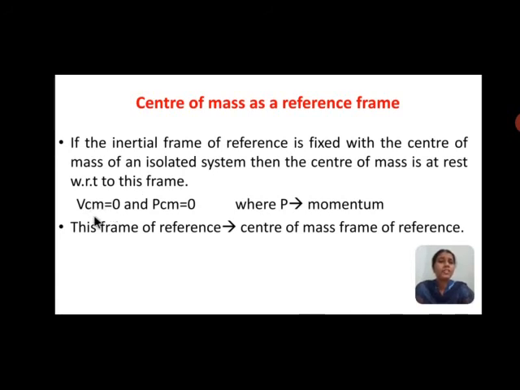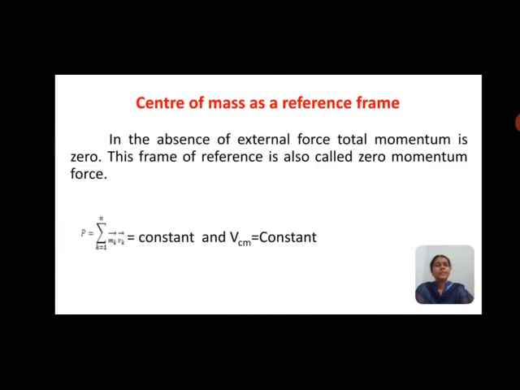When the velocity is 0, the momentum also becomes 0, because the momentum is nothing but the product of mass and velocity. Therefore VCM is 0 and PCM is also 0. So this frame of reference we call the center of mass as a reference frame, or the center of mass frame of reference. Now in the absence of external force, suppose you are not applying an external force here, the total momentum becomes 0. Again the total momentum becomes 0.